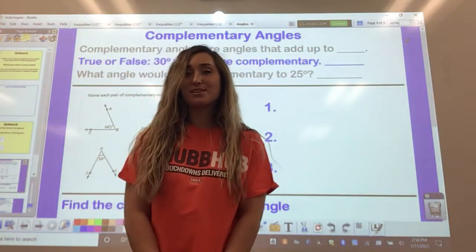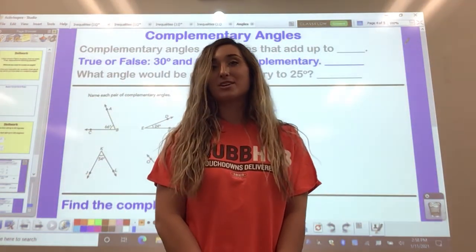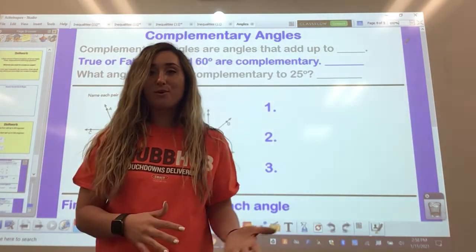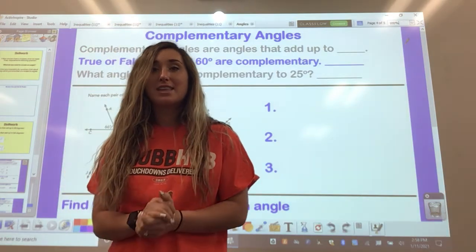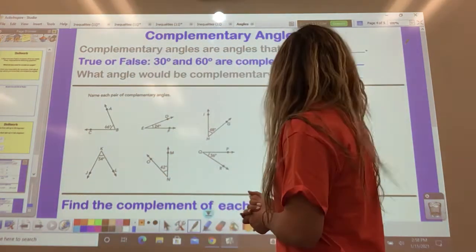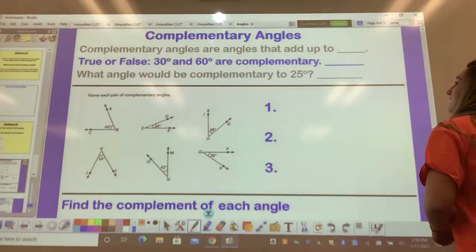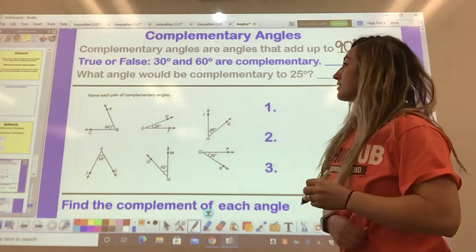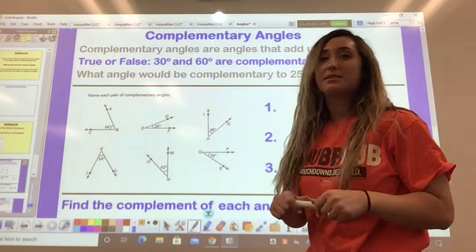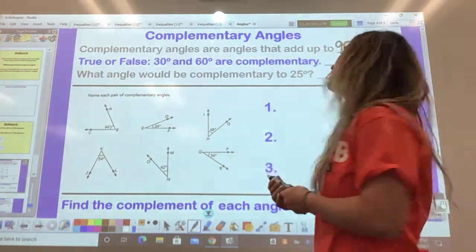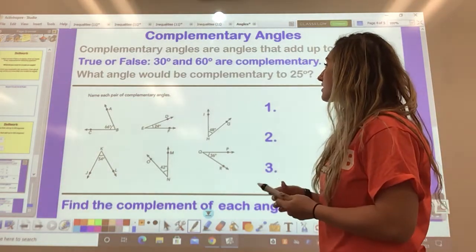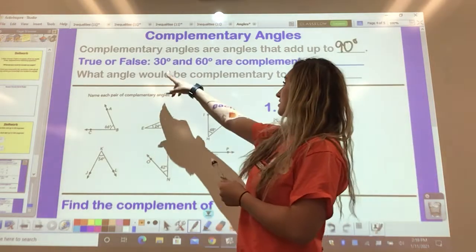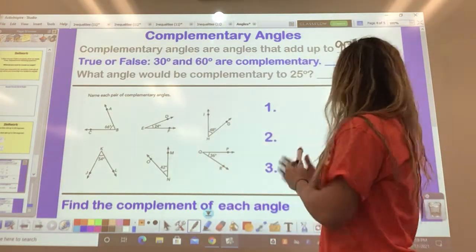So today we're going to focus on two of the vocab words, which are complementary angles and supplementary angles. So hopefully you remember from the cut and paste that complementary angles are angles that add up to 90 degrees. Given that definition, would the following be true or false? 30 degrees and 60 degrees are complementary. That would be true because 30 degrees plus 60 degrees does equal 90.